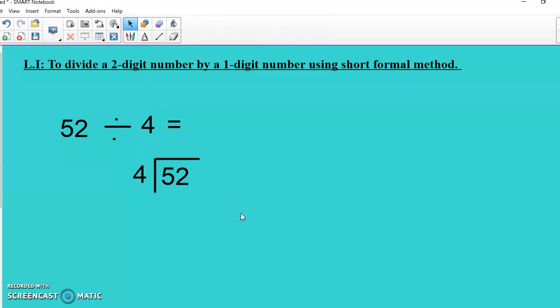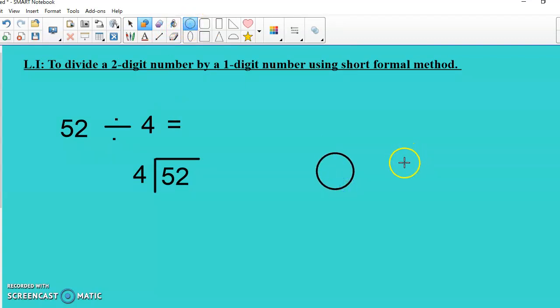Good. So I'm going to ask myself a question. How many times will 4 go into 5, which is my tens number? Now, if I know my times table, I should know the answer. But what if you don't know your times table? Simple. What you need to do is draw circles. How many circles do you think I should have?